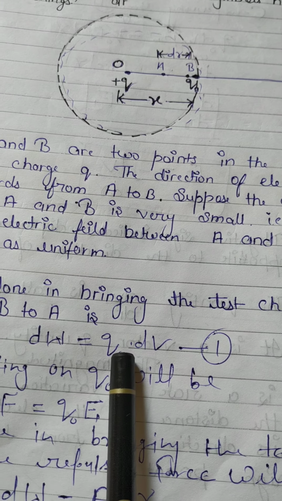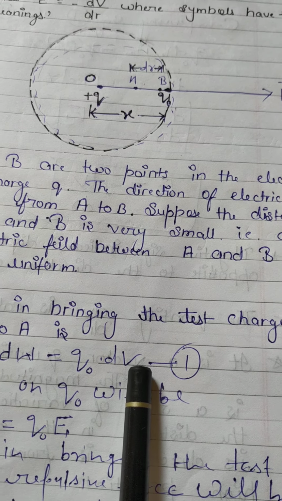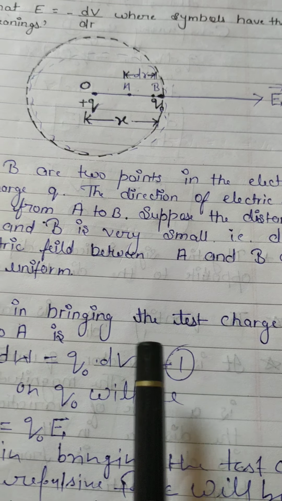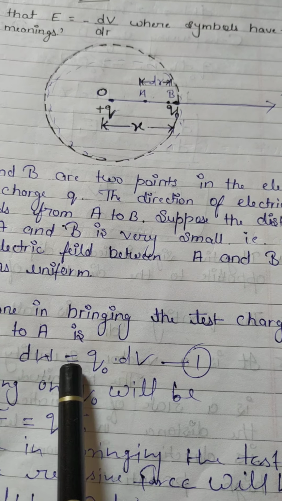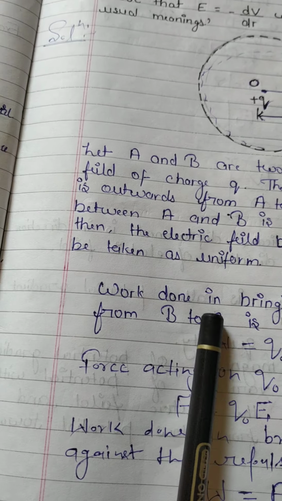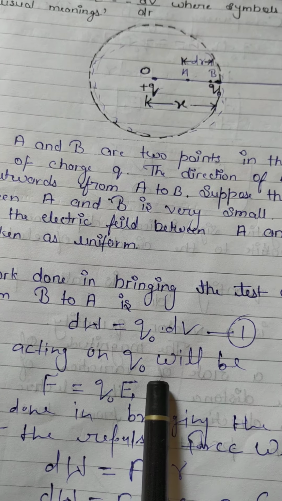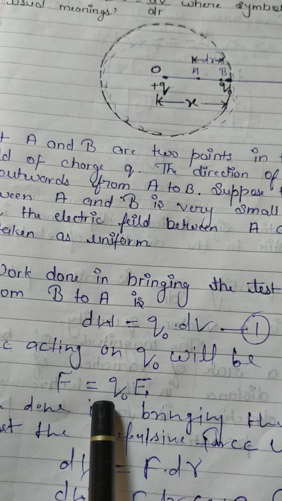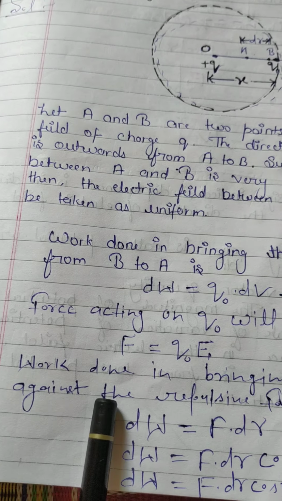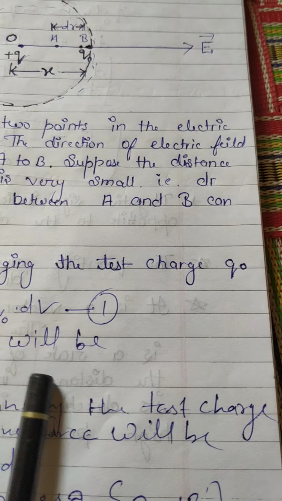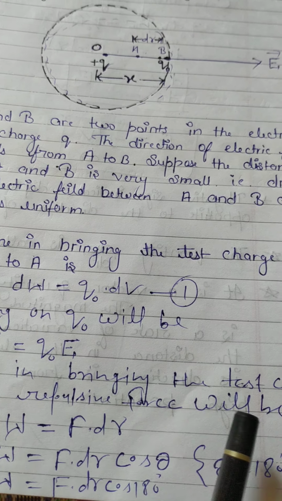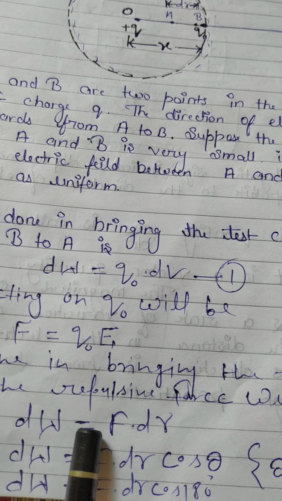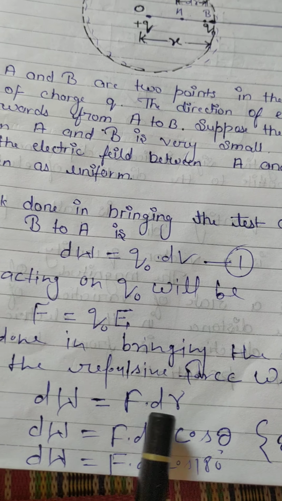dW equals Q0 into dV. Equation number 1. By definition of electric potential, dW equals Q0 into dV. Force acting on Q0 will be F equals Q0 E. Work done in bringing the test charge against the repulsive force will be dW equals force into displacement.